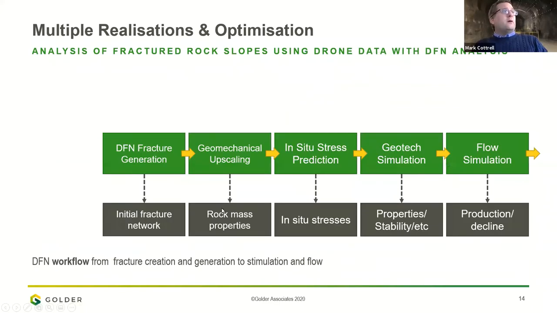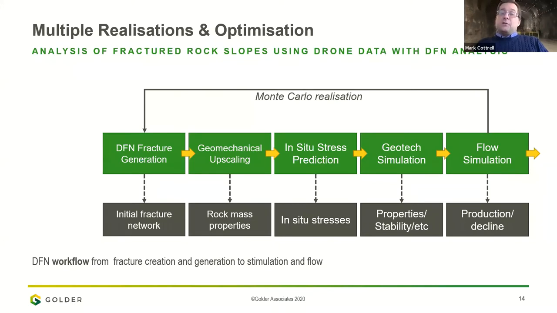So the overall workflow that I'm going to demonstrate in an example is we generate our fractures. We can do some upscaling to get rock mass properties. We can predict stresses. We can then start doing geotechnical assessments, whether it be stability or support, or maybe even just prioritizing where we want to excavate or mine first. The DFN methodology allows us to do that. We may also want to do flow. So it's not just geotech. We may want to do dewatering. We may want to do wastewater injection. The DFN approach allows us to address this.